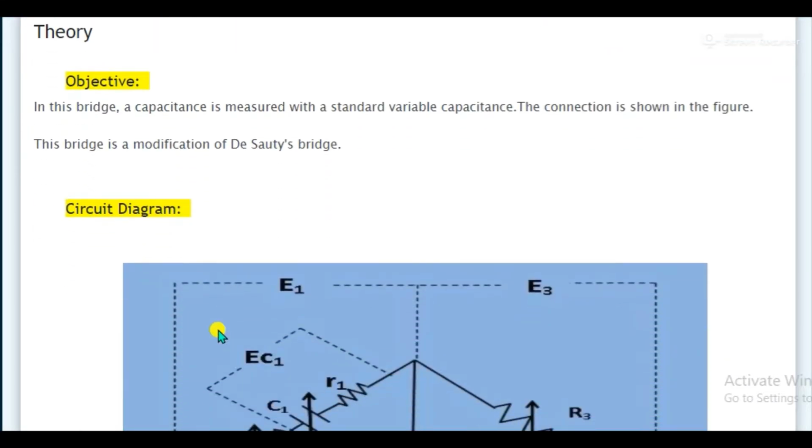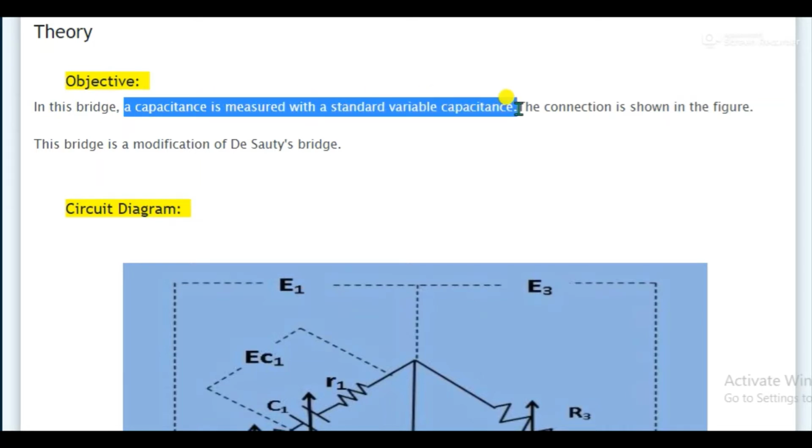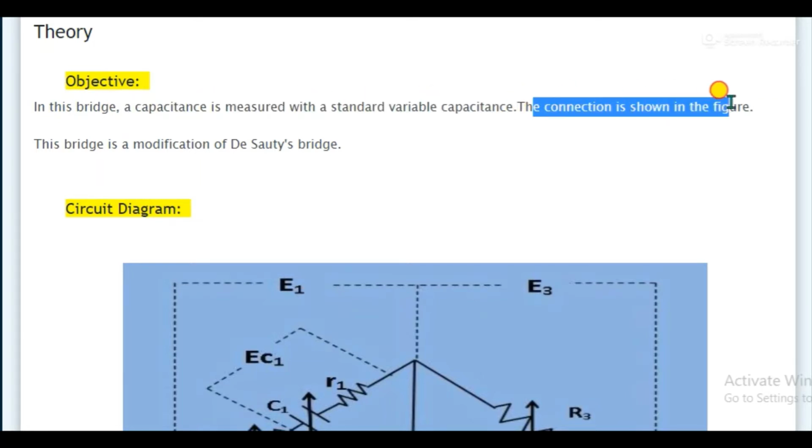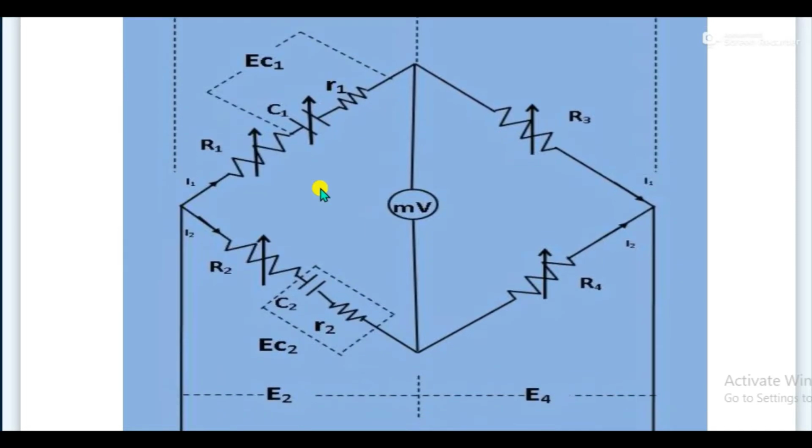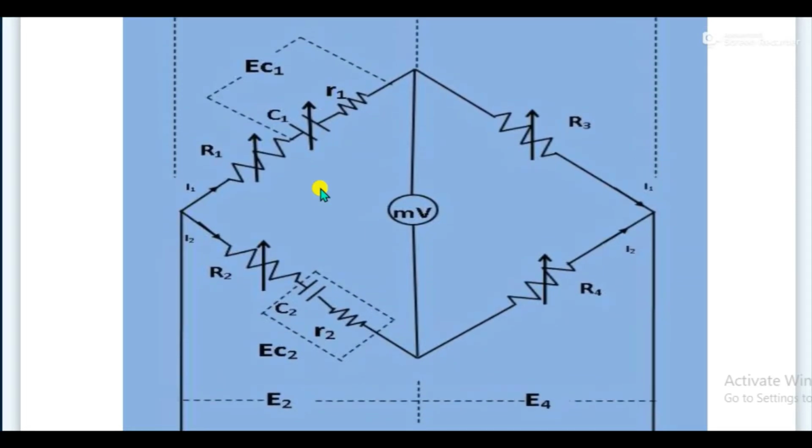First of all, objective. In this bridge, a capacitance is measured with standard variable capacitance. The connection is shown in the figure. The bridge is a modification of SAUTY bridge. What is the difference here? That capacitance with resistance is present here. We are giving the names C1 R1, here C2 R2, and these are the resistances.